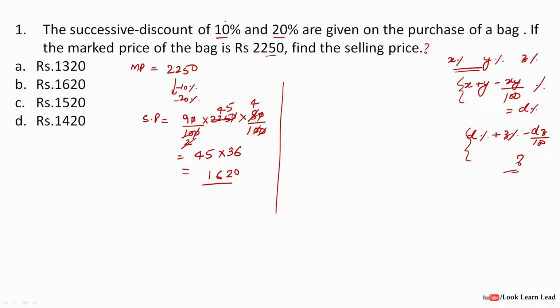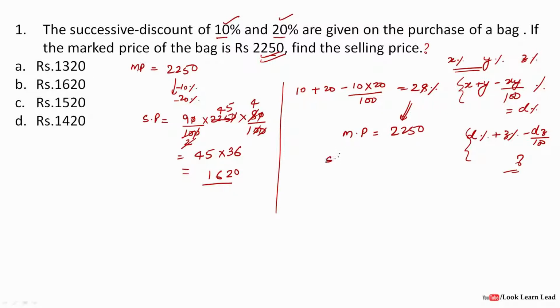In this case we have only 2, that is 10 and 20. So I will just apply the formula: 10% plus 20% minus 10 into 20 upon 100. You need not write it, you can calculate in the mind only. 10 plus 20 is 30, 30 minus 2 is 28. So it is a 28% discount on the mark price, and the mark price is given as 2250.